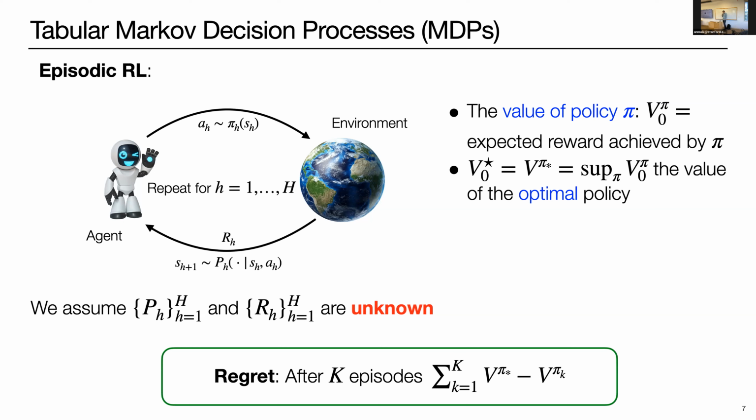And then we have the standard notion of regret: after K episodes, I want to compete with the best policy, whereas at each episode little k equals 1 to K, I play pi k and get value V^pi k, whereas the optimal policy plays pi star and gets V^pi star.